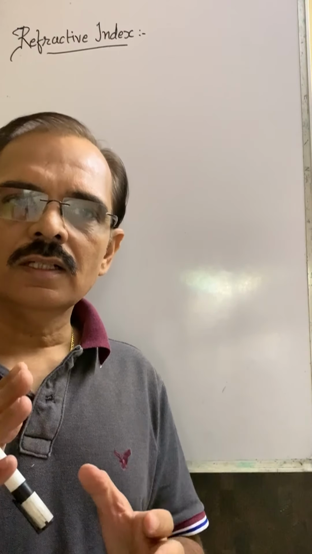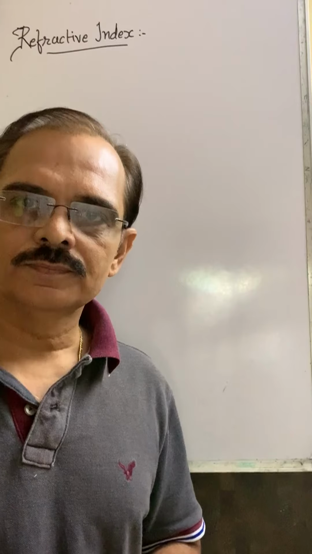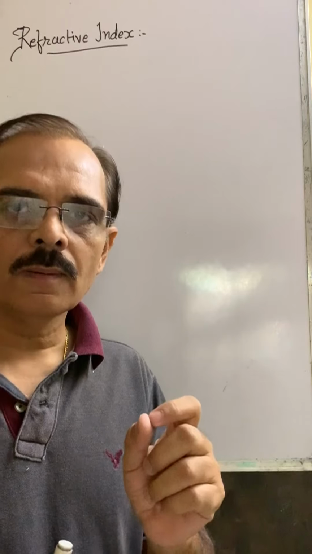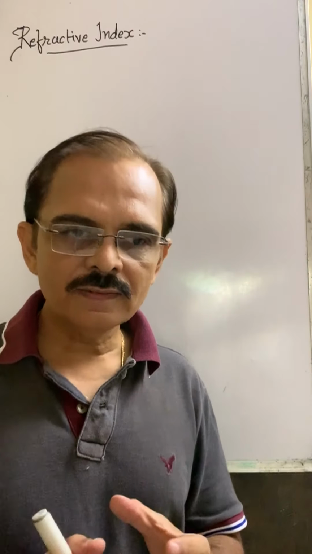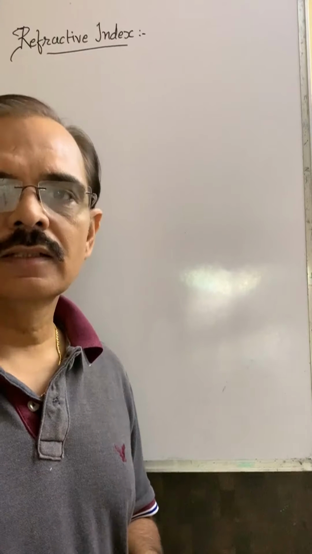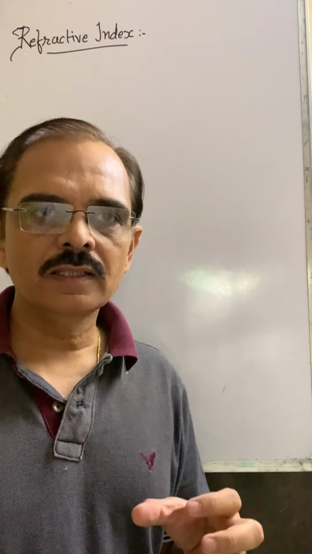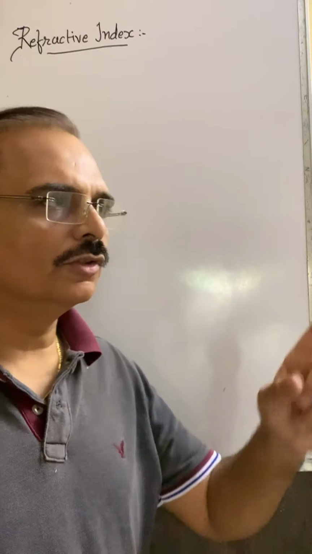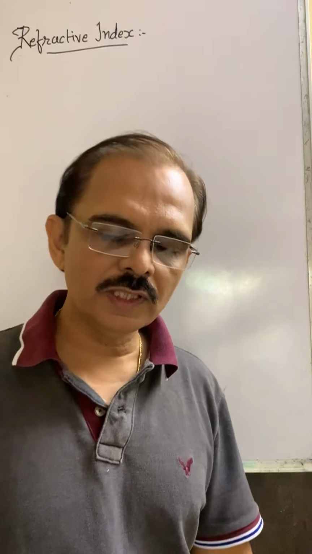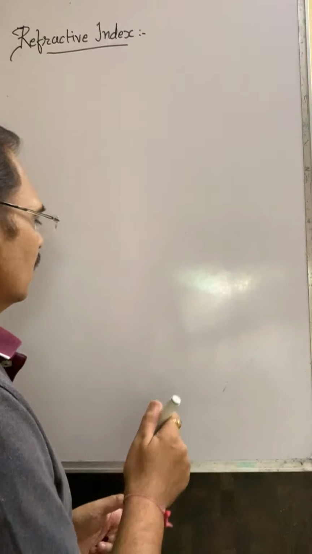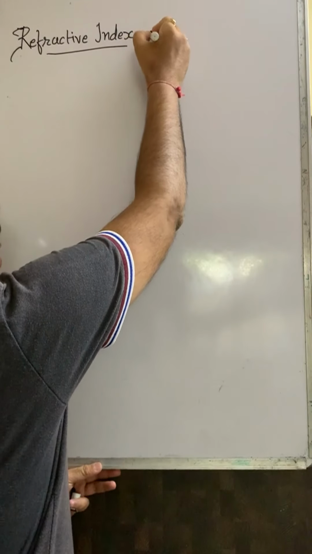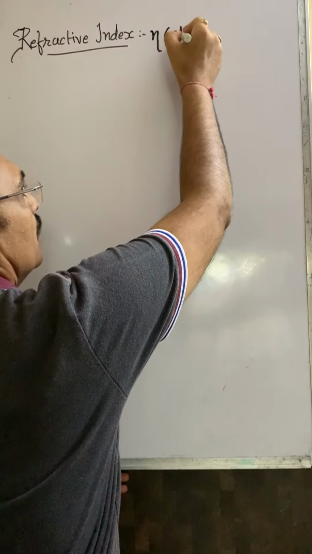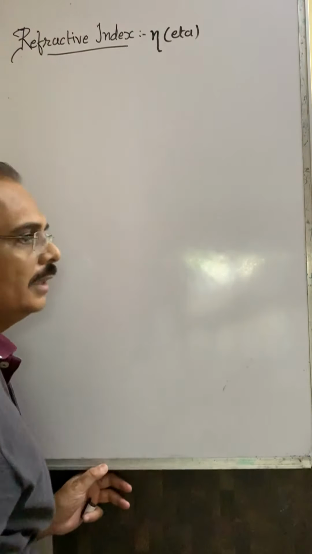It depends on the density of the medium, on which is the rarer medium and which is the denser medium. So depending on density, the ratio of the velocity of the light ray when it passes from one medium to another medium is known as the refractive index. We have seen this in the laws of refraction. Refractive index is denoted as eta, written as n, and known as eta.